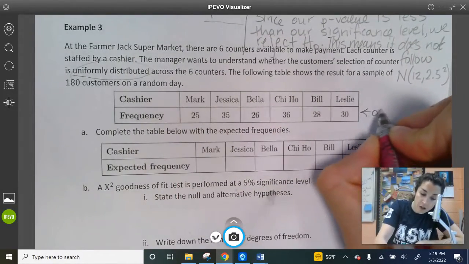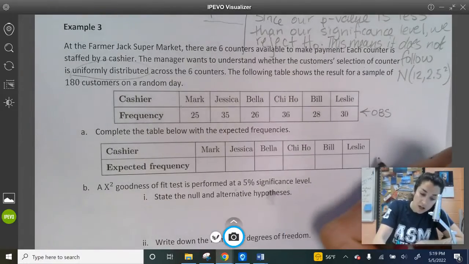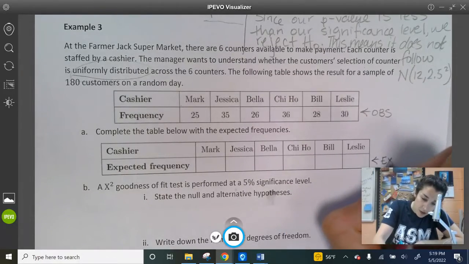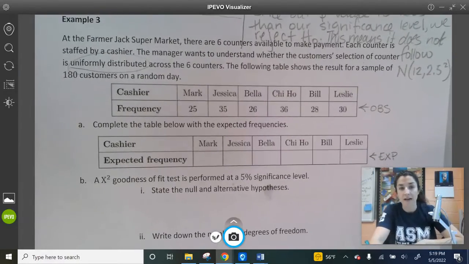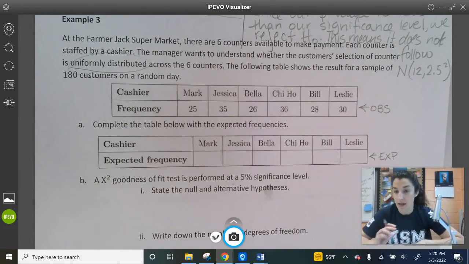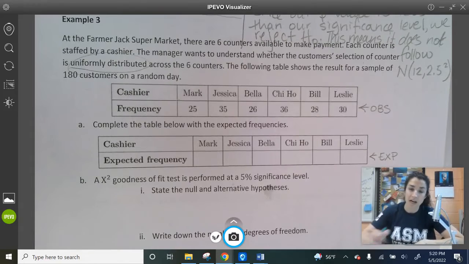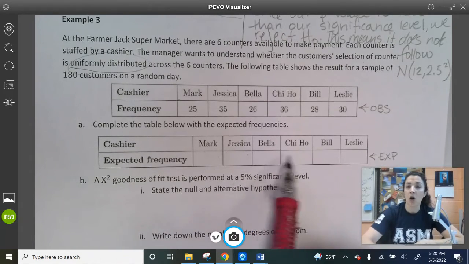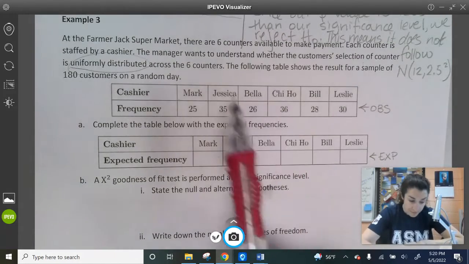So the values that are given to you are always the observed. Notice that our first thing that we're asked to do is to fill in our expected values. This is a different type of distribution that we could be given, right? So we've practiced one with a percentage being given to us. We've practiced one with a type of distribution like normal or binomial given to us. Now this one talks about uniformly distributed. In other words, evenly distributed. That means that we want to have the same number in all of these for our expected.